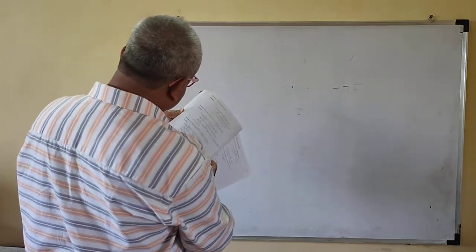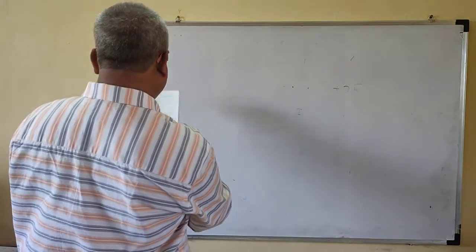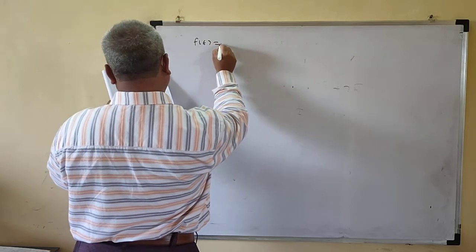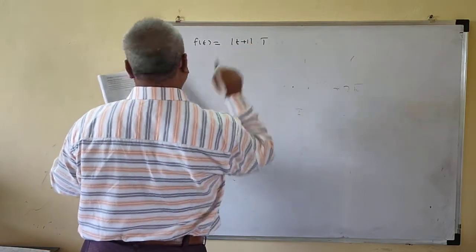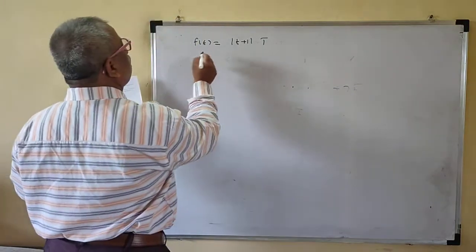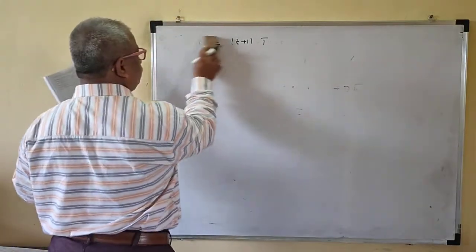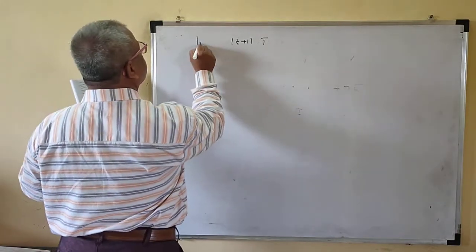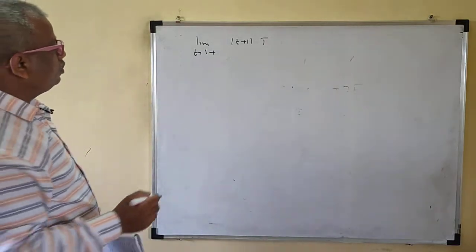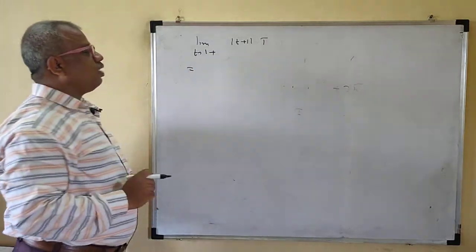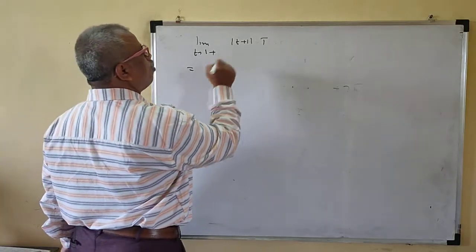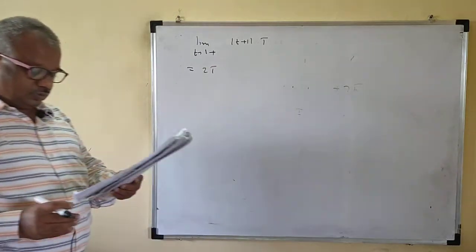Okay, suppose we have the function f of t is equal to mod of t plus 1 I bar, mod of t plus I bar. So you have to find the limit as t tends to 1 plus. So what is there then? T is equal to 1 plus, t is greater than 1. If you put 1 here, this is 2, mod of 2, this is 2 I bar.